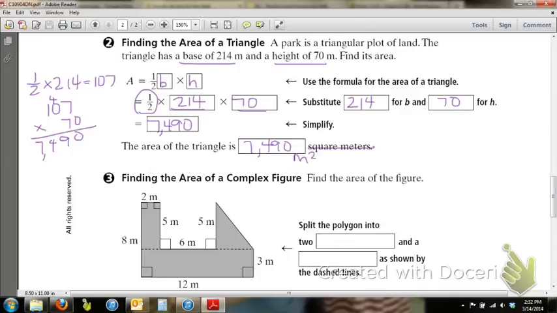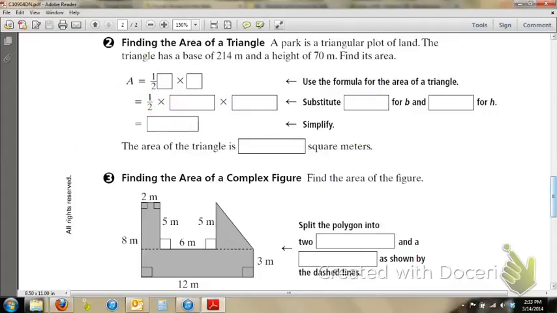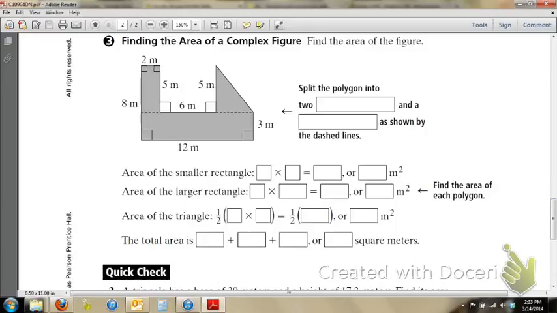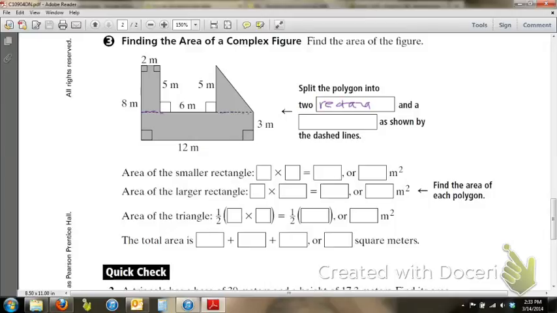Now what happens if they give us a really weird looking shape like this? I'm going to scroll down, so pause the video and fill that example in if you need to. Now if you have a big complex shape like this, try to break it up into shapes that you do know how to find. So we drew these little dashed marks in. Those weren't there originally. We split the polygon up into two rectangles and a triangle. Okay, because I know how to find the area of those.